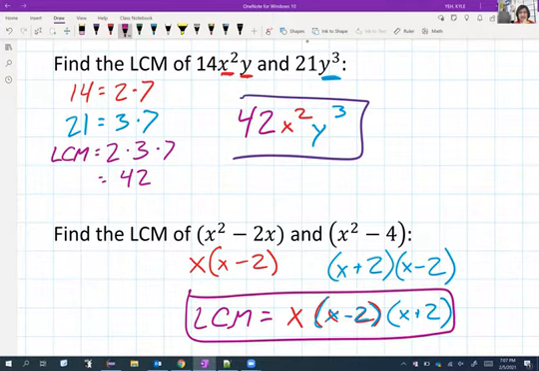Again, like I said in the last video, I would just leave it there. It's going to be more convenient when we're graphing if we don't multiply it all out. Just leave it x times x minus 2 times x plus 2.